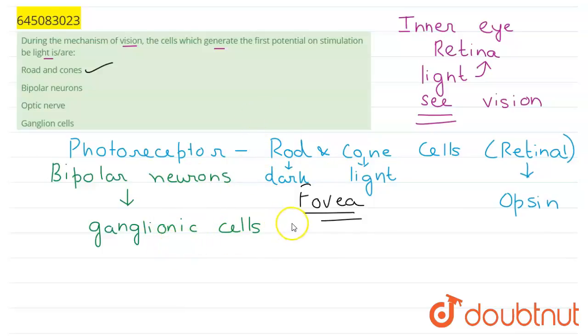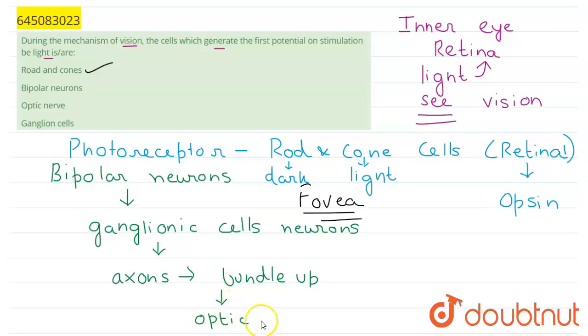These ganglionic cells are a type of neurons, and we know that neurons have long terminals which are known as axons. The axons of the ganglionic cells bundle up to form the optic nerve, and this optic nerve transmits the impulse to the brain, and this is how we can see. So this is how the mechanism of vision is generated, and it starts from the rod and cone cells which are present inside the retina, and from the rod and cone cells, through the optic nerve, it travels to the brain.